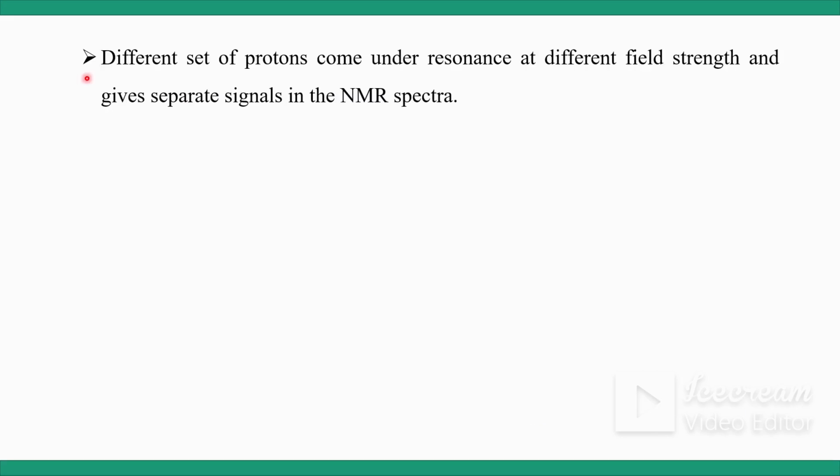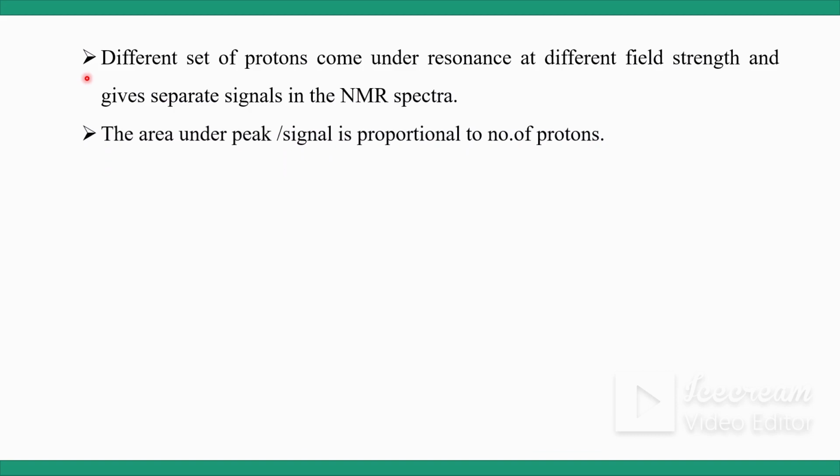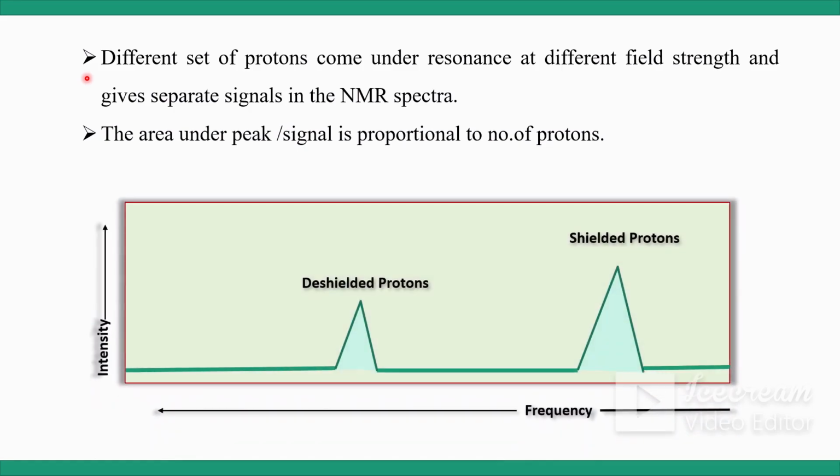Different sets of protons come under resonance at different field strength, and they give different signals in the NMR spectra. The area under peak or signal is proportional to number of protons. Suppose this is the NMR spectra. In this spectra there are two signals. One is for shielded protons and another is for de-shielded protons. Shielded and de-shielded are relative terms.